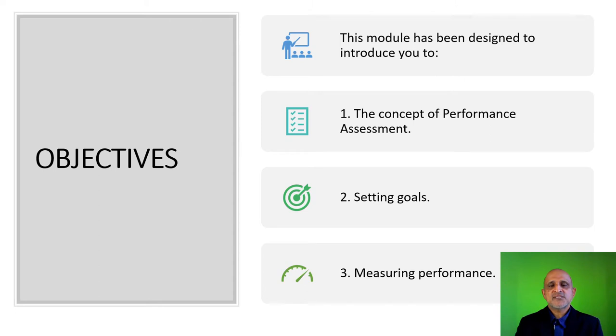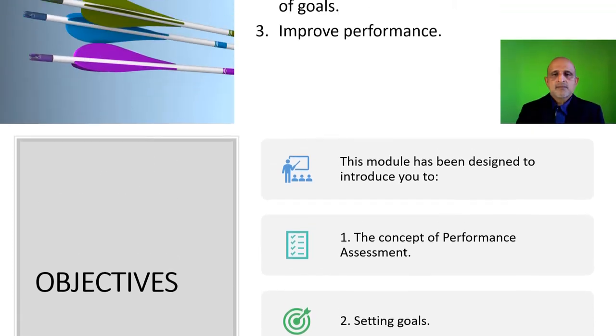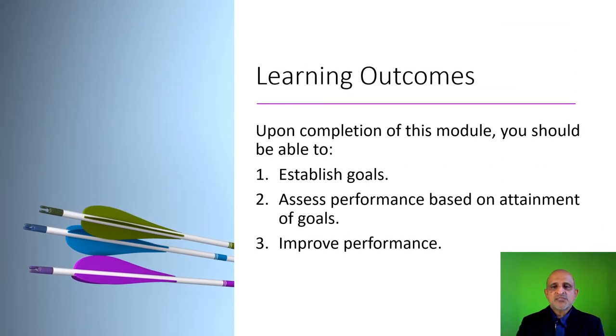The objectives of this module are to introduce you to the concept of performance assessment, to introduce you to the concept of setting goals, and to teach you how to measure performance in a laboratory setting. The learning outcomes for this particular module are as follows. Upon completion of this module, you should be able to establish goals, assess performance based on attainment of goals, and improve performance of existing processes or objectives.